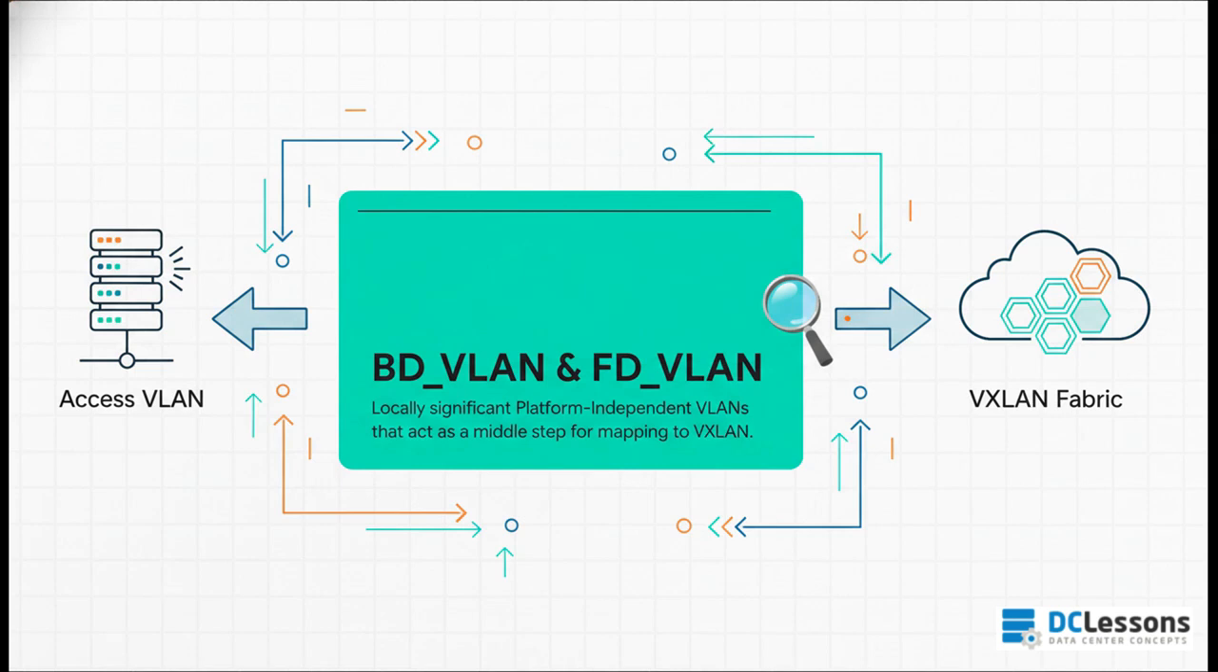All right, next up are the BD VLAN and FD VLAN. The best way to think of these is like little internal temporary sticky notes that are only meaningful to that one specific leaf switch. The switch uses these as a middle step to translate from the outside world's access VLAN to the internal, fabric-wide VXLAN.